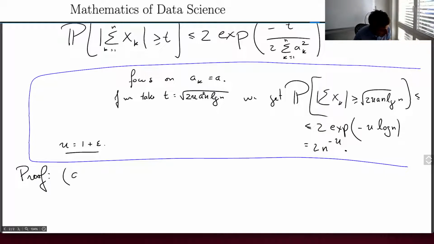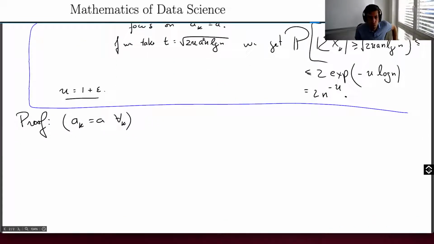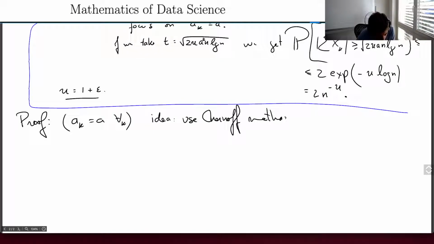Okay, and again, we'll do the case when a_k is equal to a for all k, just so I don't have to carry around as much notation, and you'll see the proof is exactly the same for the general case. So the idea will be to use the Chernoff method.